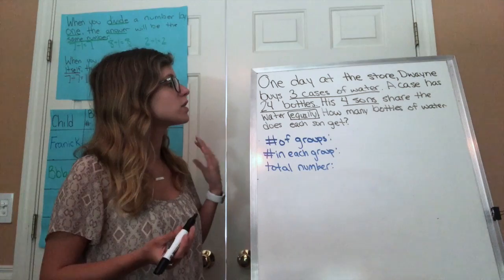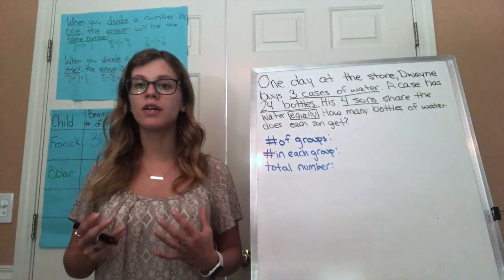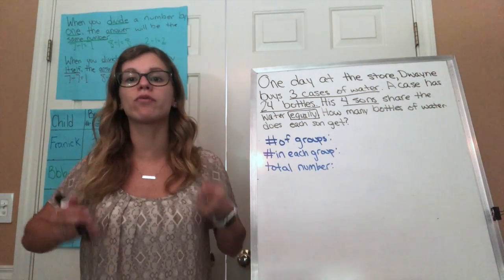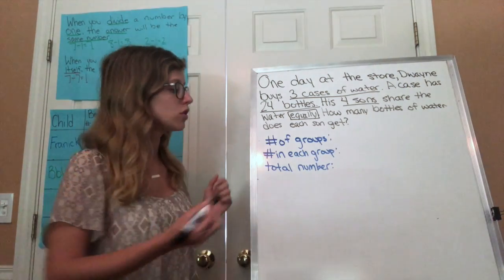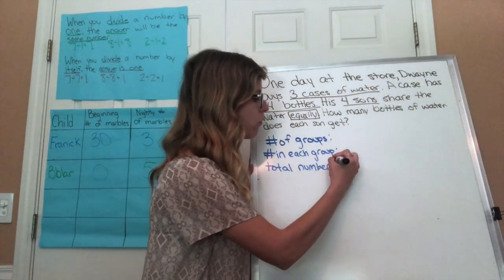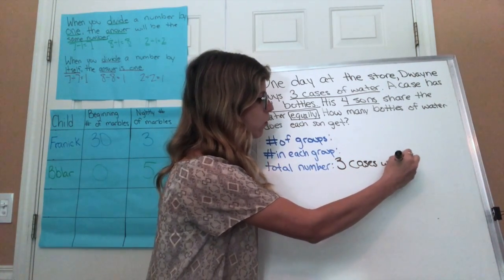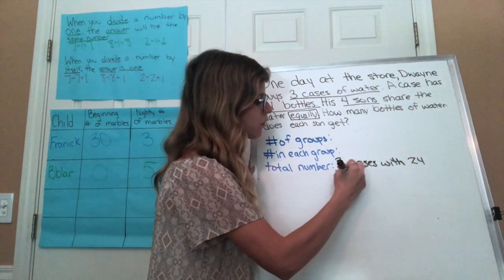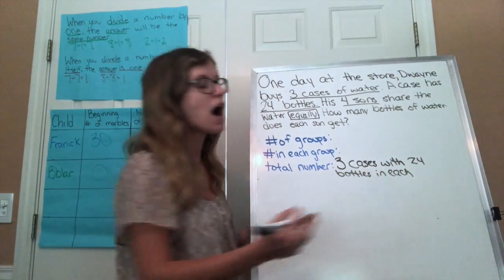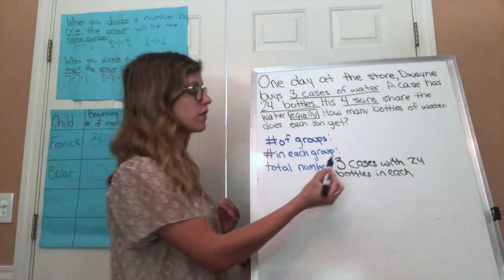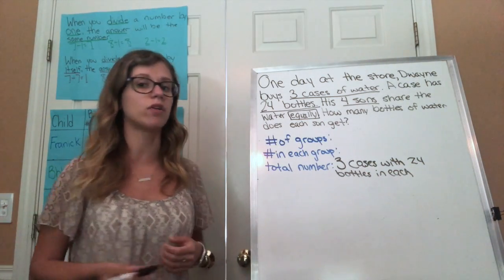So I know that Dwayne buys 3 cases of water. A case has 24 bottles. What I notice is that if I bought 3 cases with 24 water bottles in each, how many am I going to have? So my total number would be 3 cases with 24 bottles in each. I need to figure out what my total is: if there's 3 cases with 24 bottles in each, how many water bottles do I have altogether?